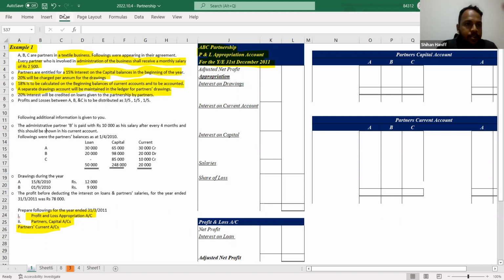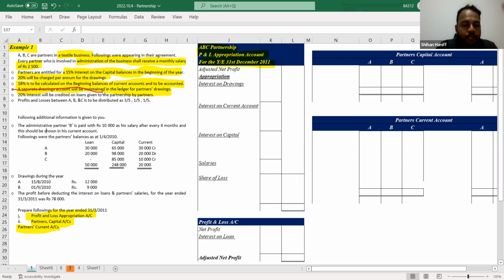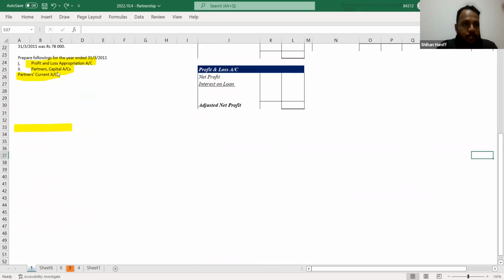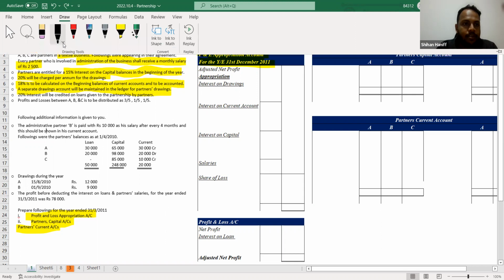This part, no need. I'll remove this. We don't need a separate account.